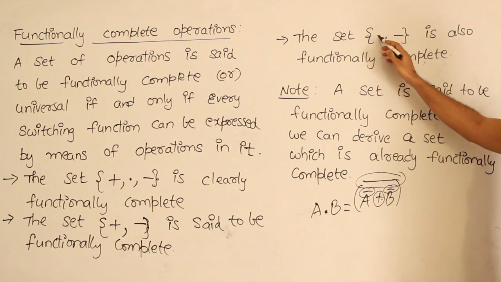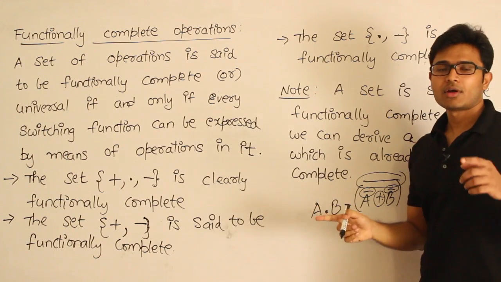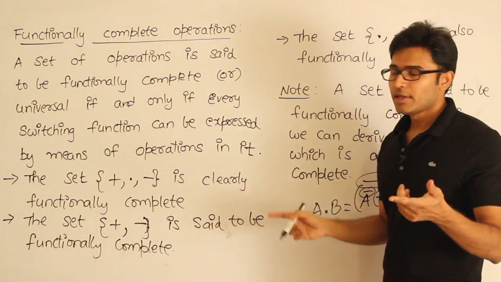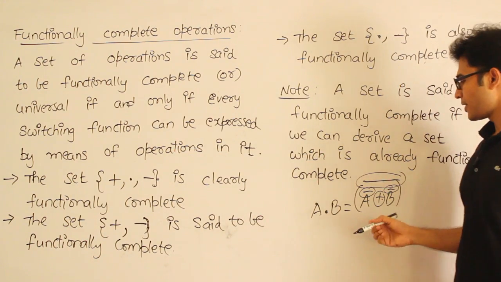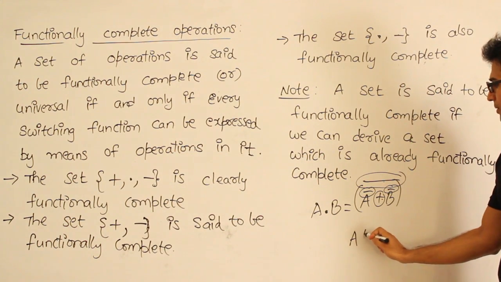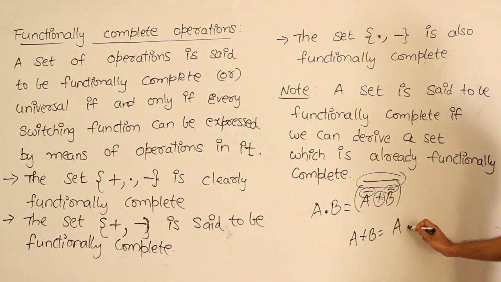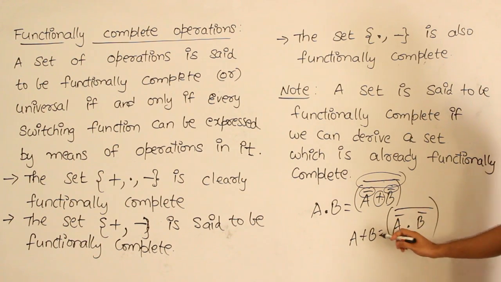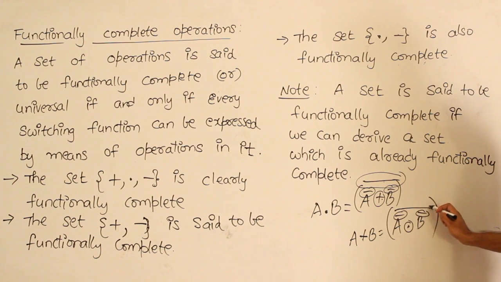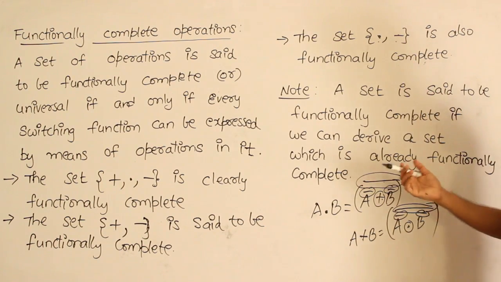Similarly, dot and complement is also functionally complete. How can you prove it? If you have to prove that dot and complement is functionally complete, then you have to derive plus. Why? The already known set is plus, dot and complement, right? Then how can you prove it? A plus B can be written, using De Morgan's law, as (A' dot B')', that is, A dot B complement whole complement. So we are able to write plus using only dots and complementations. So what can you say? That dot and complement is functionally complete.